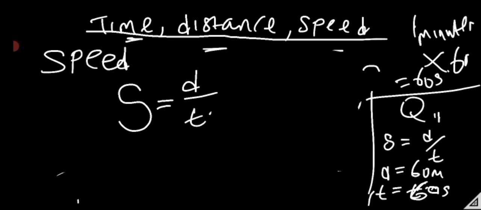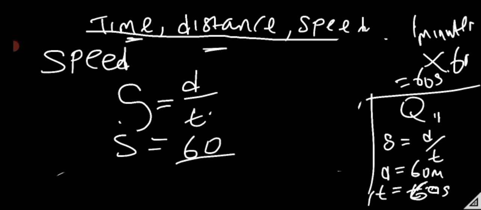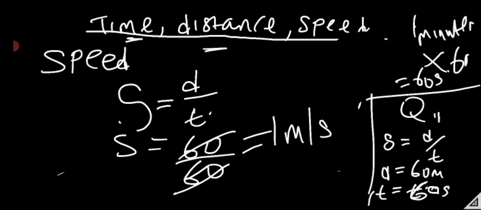Alright, so from here, since time is 60 seconds, when we now substitute into the speed, distance over time formula, this is what we now have. We now have s to be equal to, so distance is what? 60, right? And our time is what? 60. So 60 cancels 60, we have 1 meter per second.